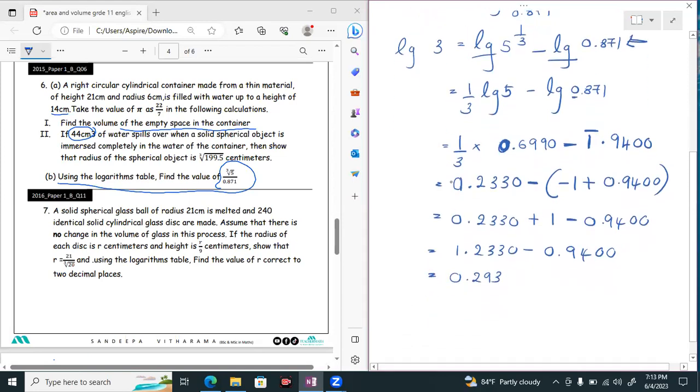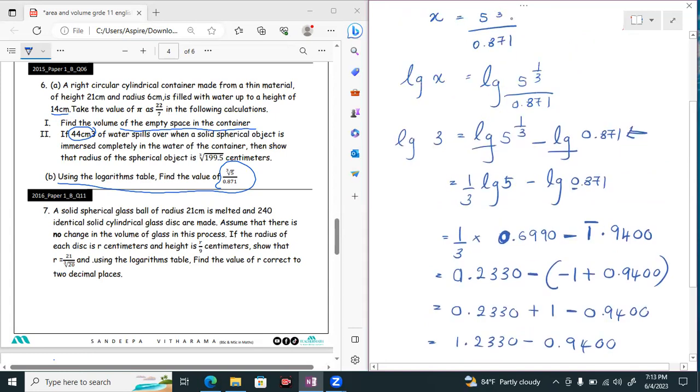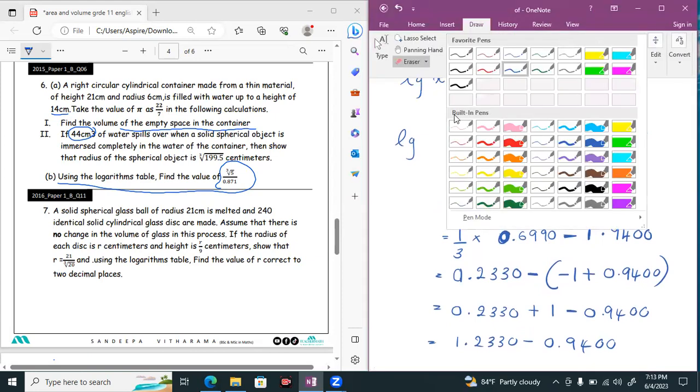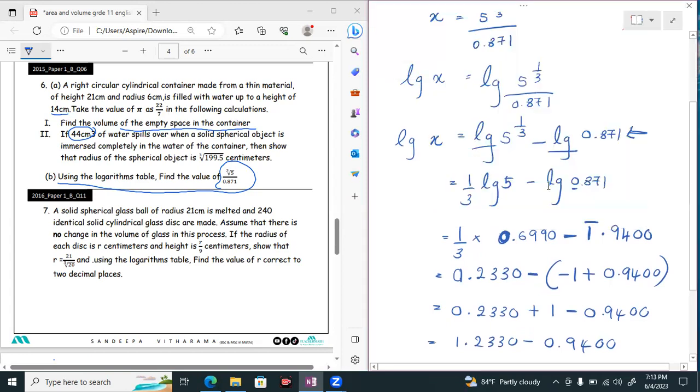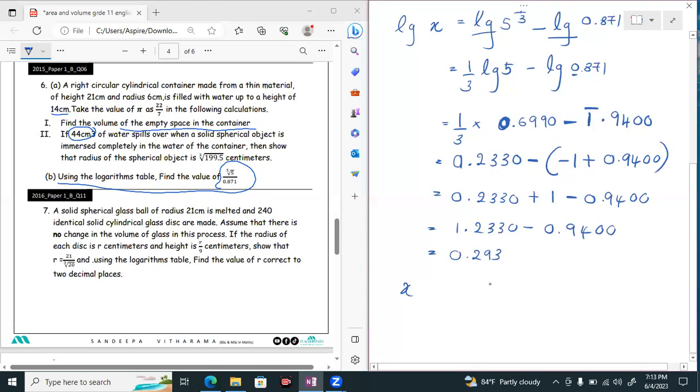Then to find the, here it should be not 3, yeah? Then 3 Zero is x. Now to find the value of x, you have to take the anti-log of 0.293. Where's 293?